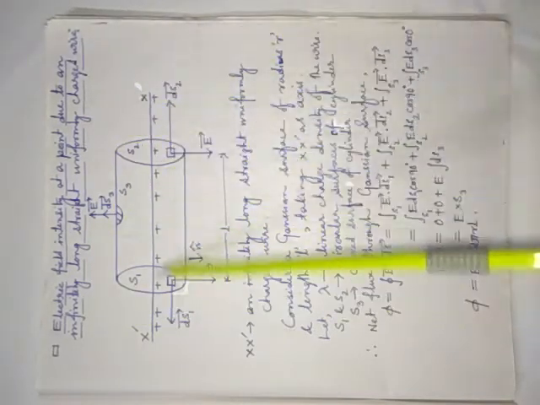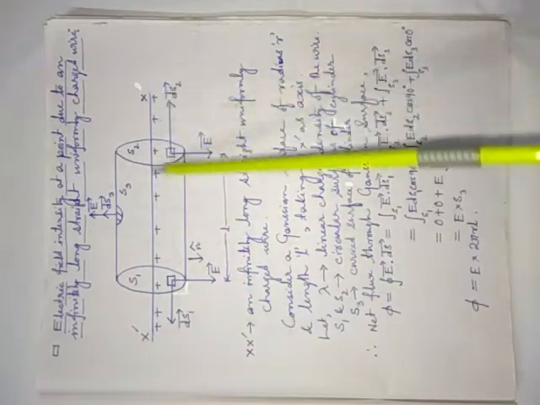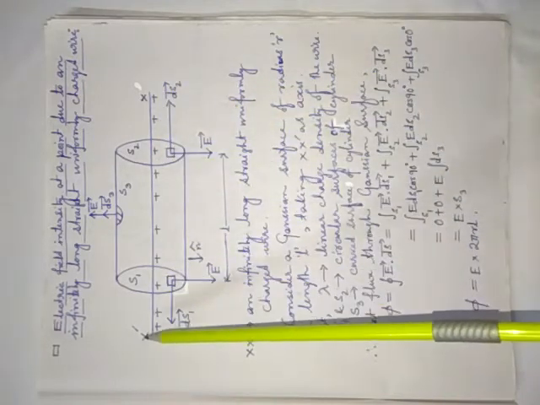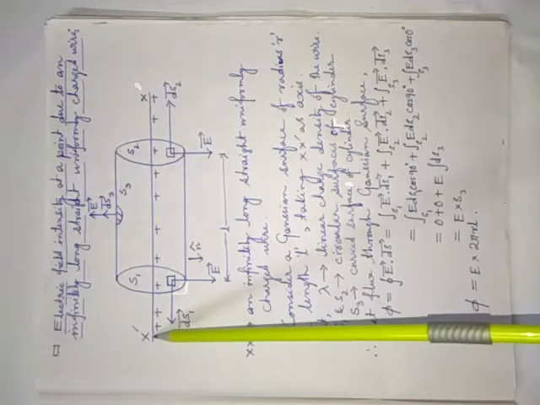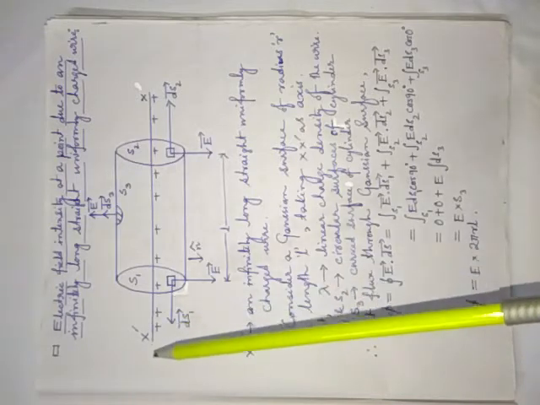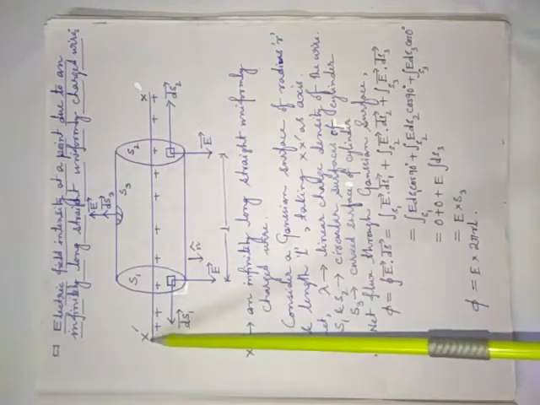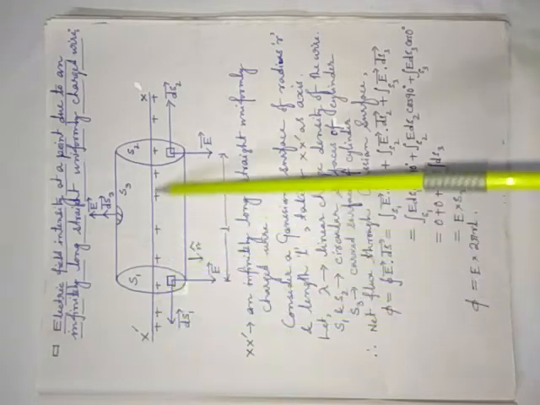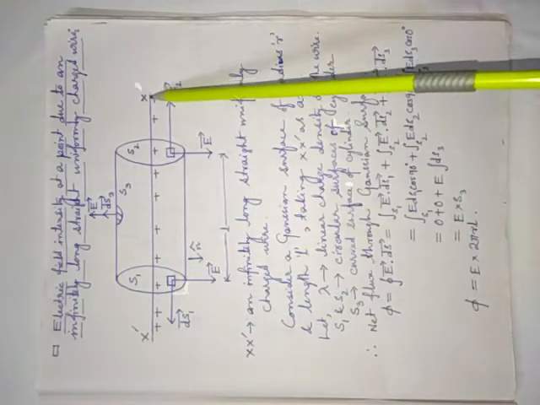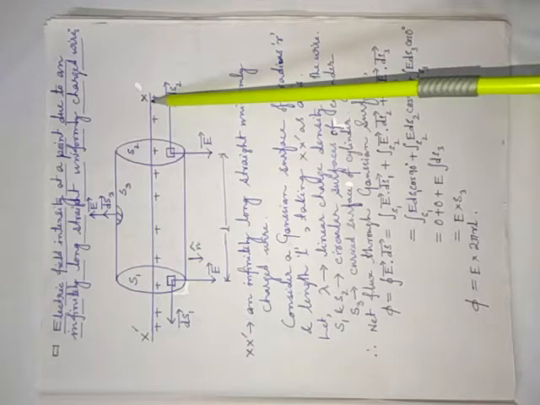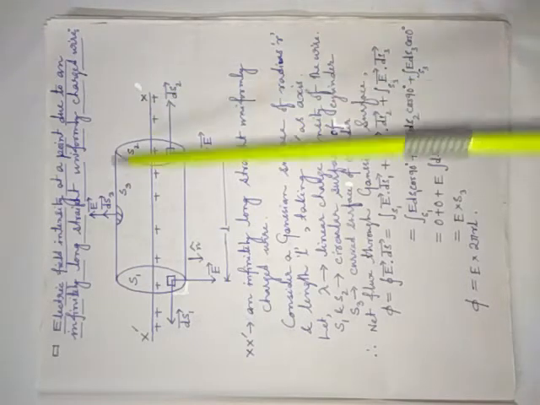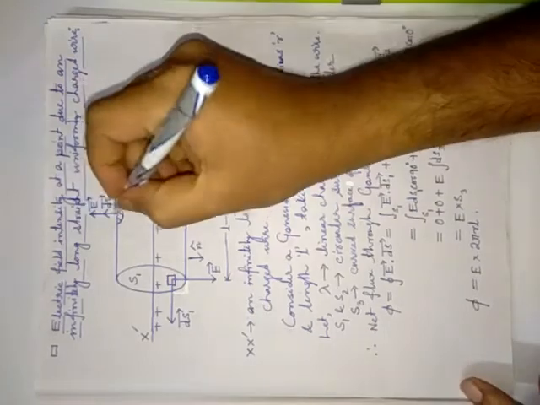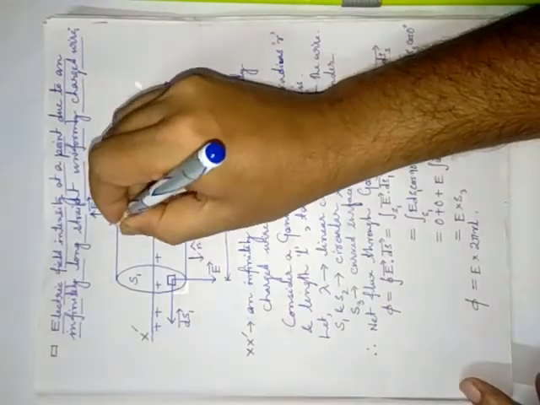This is X dash. This wire is infinitely long, though I have written a finite part, but here I have drawn only a portion of the infinite wire. Okay, that is X dash, and suppose it is positively and uniformly charged. Now what we have to do, we have to find the electric field intensity at this point P.